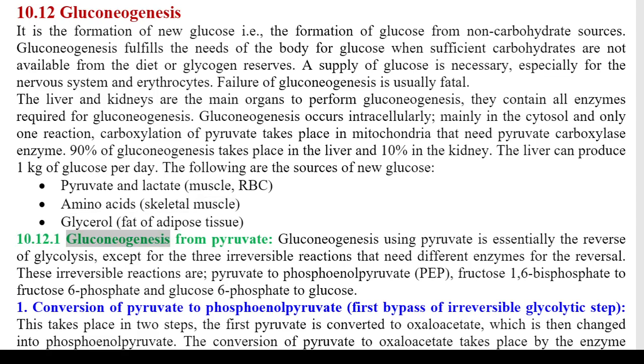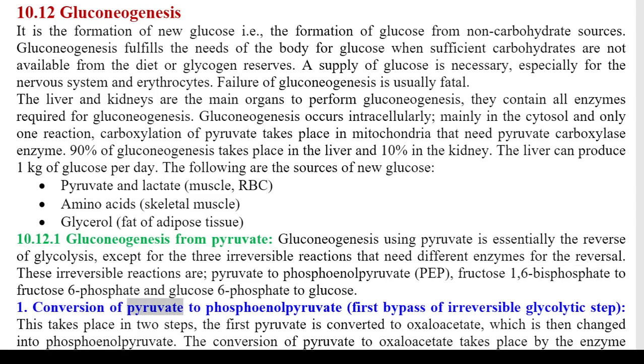10.12.1 Gluconeogenesis from pyruvate. Gluconeogenesis using pyruvate is essentially the reverse of glycolysis, except for the 3 irreversible reactions that need different enzymes for the reversal. These irreversible reactions are pyruvate to phosphoenolpyruvate, PEP, fructose 1,6-bisphosphate to fructose 6-phosphate, and glucose 6-phosphate to glucose.